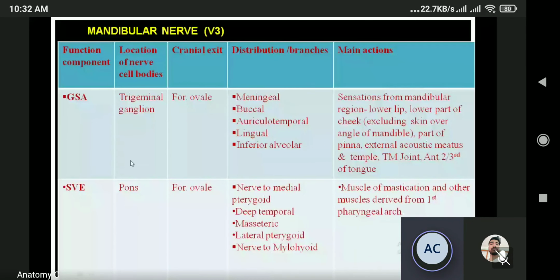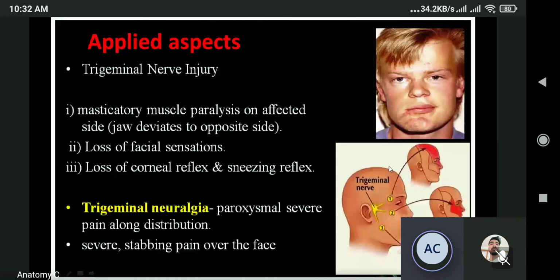Now the applied aspect, trigeminal nerve injury. Whenever the muscles of mastication are paralyzed on the affected side, then the jaw will deviate to the opposite side. Over here, the muscle on this side is paralyzed, and the jaw will deviate towards the opposite side, because the muscles of mastication of the opposite side will be in action, which will pull the jaw towards that side.